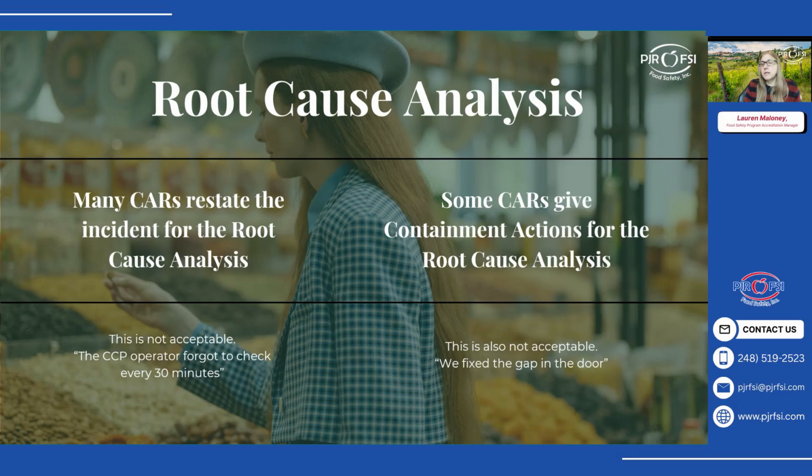The root cause is digging in and figuring out why the problem occurred. It could take multiple steps to figure that out, but it would not be the same thing as what was written in the nonconformity. Some CARs give containment answers for the root cause. You also don't want to say, well, we just fixed the door, as your root cause. That is a correction. The root cause is thinking about why that problem occurred, not what you did to fix it. So that needs to be investigated.